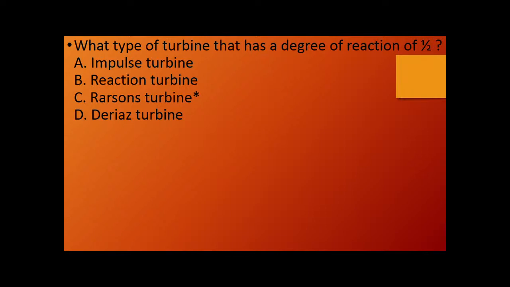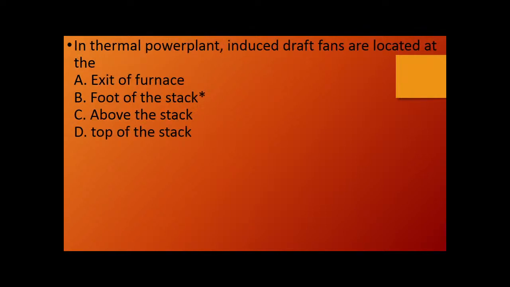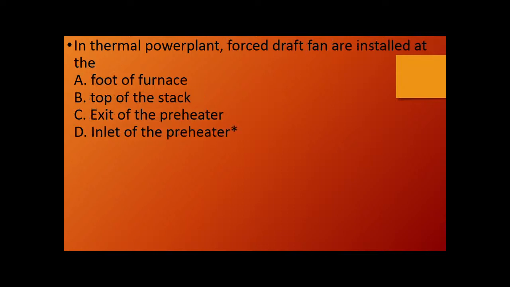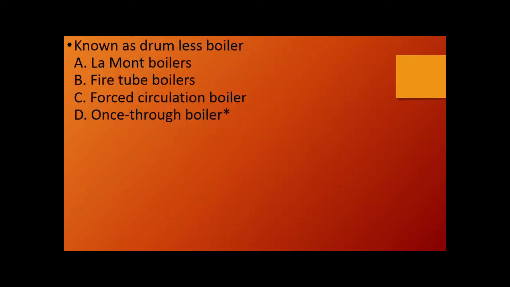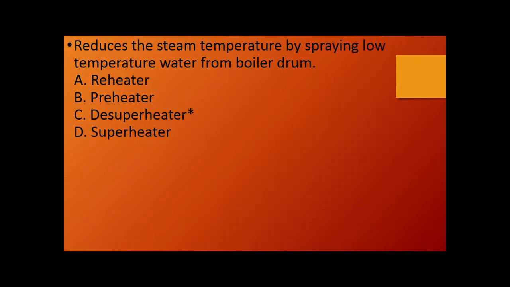Answer: Parsons turbine. In thermal power plant, induced draft fans are located at the, answer, foot of the stack. In thermal power plant, forced draft fans are installed at the, answer, inlet of the preheater. Known as drumless boiler, answer, once-through boiler. Reduces the steam temperature by spraying low temperature water from boiler drum. Answer: the superheater.